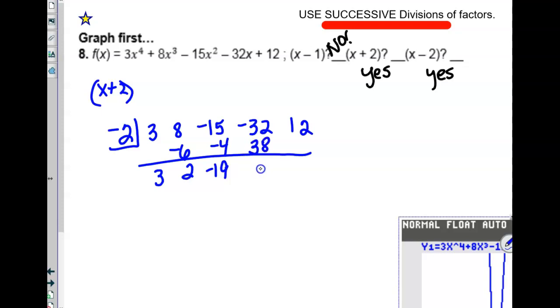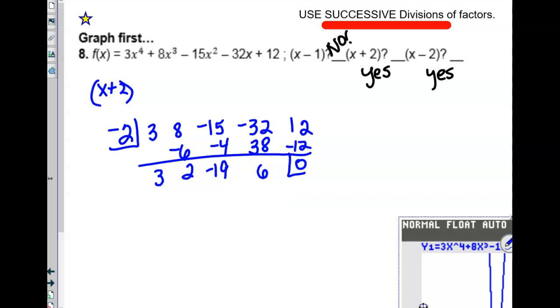+38, 6, -12, 0. This is where you're supposed to know it's a 0. And if you mess something up and you can't figure out why it's not coming out 0, this is where you bring it up to me and say it's not working, okay?